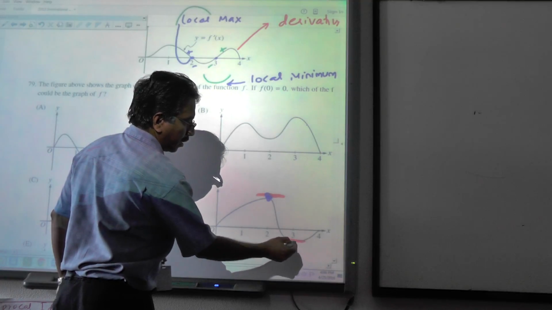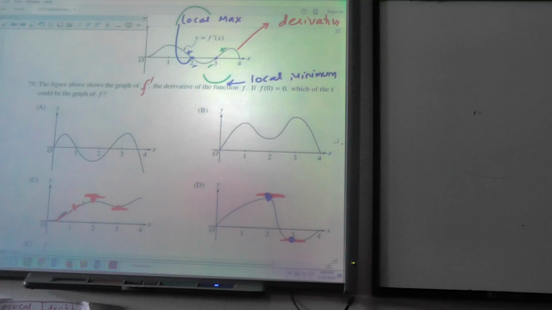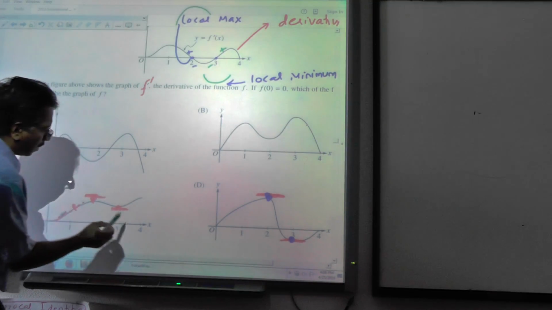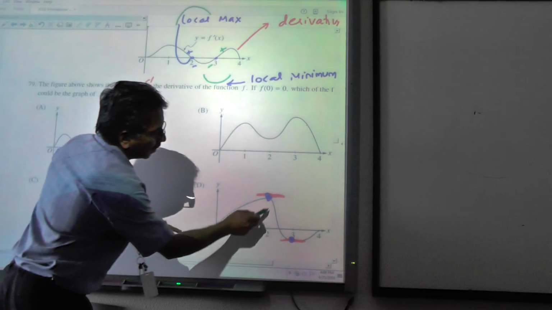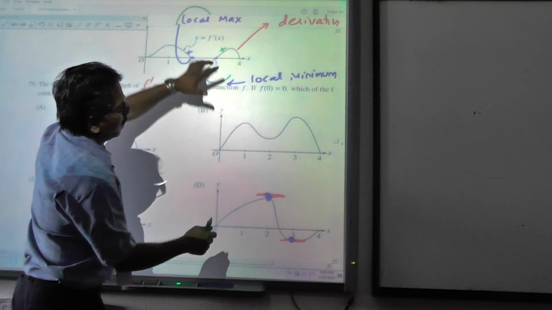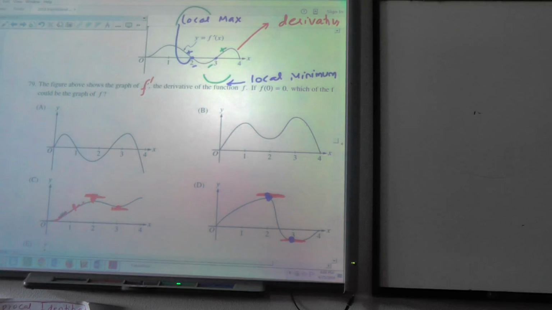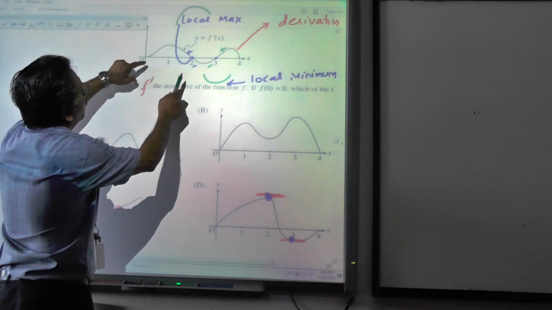Look at this point. Both are at 2 and 3. But the question is, how do we know which one is the right one? And you will see, if you try to draw a tangent in this case here, it's negative. And the same thing here, if you draw a tangent, it's negative. So the graph is below the axis from 2 to 3. So it looks like both are right. But which is the right one, just watch this.